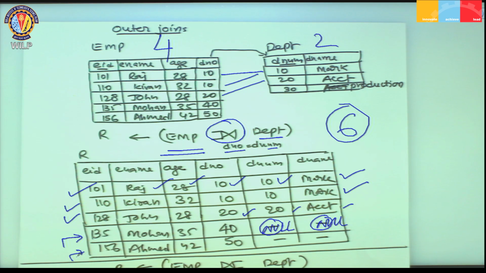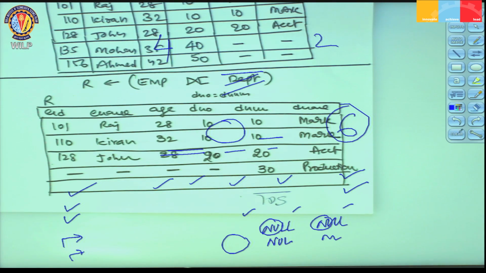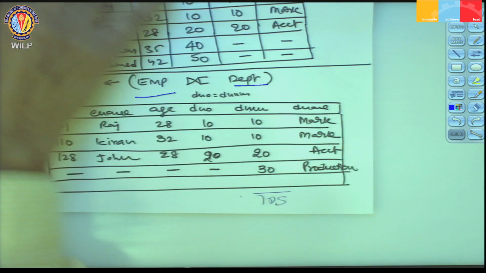Similarly for employee ID 156 also, he works with department number 50 and there is no corresponding department in the department table, that is why this will also be padded with null values. This is called the left outer join. And sometimes we may need to have a right outer join. In that case, my requirement is I join employee and department, but I would like to see all the department information independent of whether the department has a corresponding employee in the employee table or not.